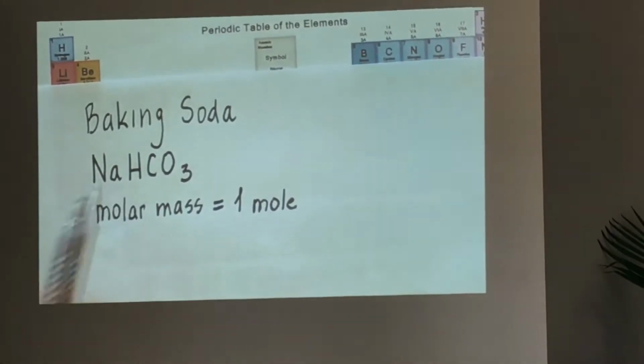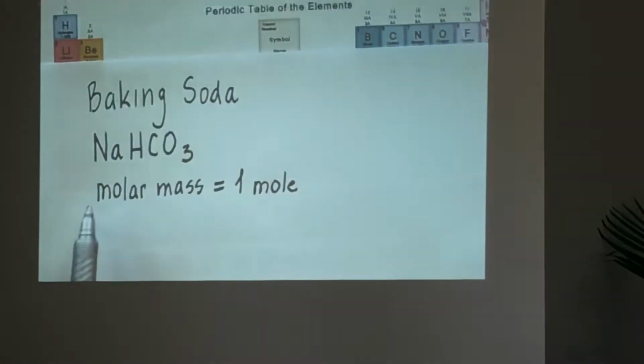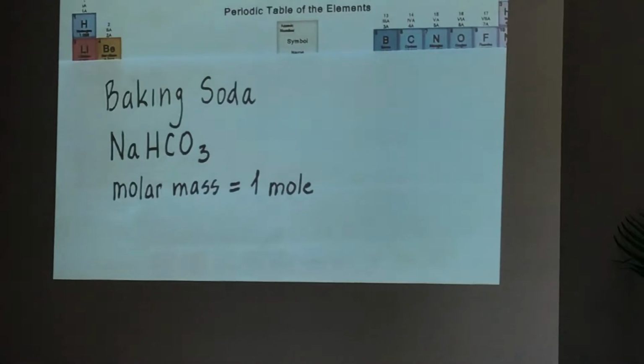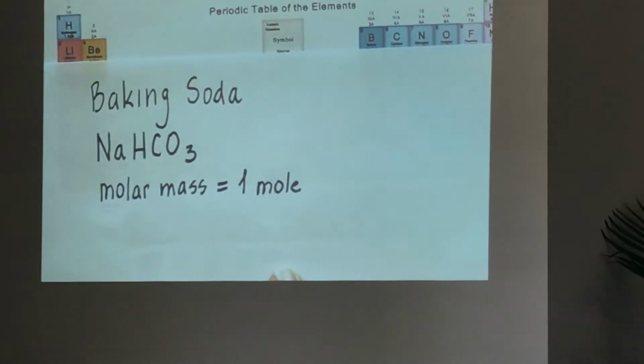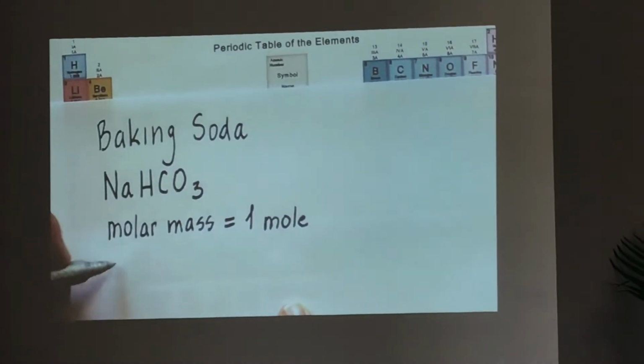So what we are going to do, we are gonna look at atomic masses, and we're gonna add the atomic masses, because when we add atomic masses, we get molar mass, and we know that molar mass equals 1 mole. So let's go over here. My first element is Na.